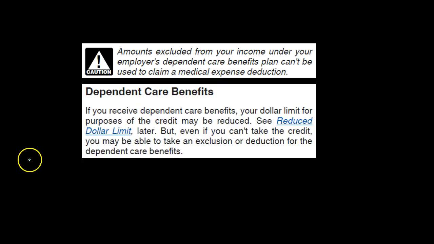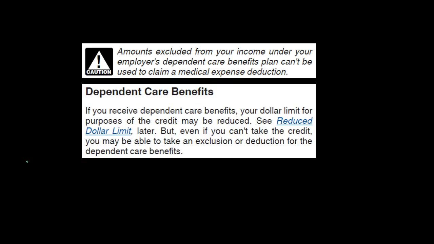Caution: amounts excluded from your income under your employer's dependent care benefits plan can't be used to claim the medical expense deduction. In other words, if it was taken out of your income and so it's not part of taxable income, then it's not something that you should be able to include either, because that wasn't taxable. It was taken out of your income and not included as taxable income.